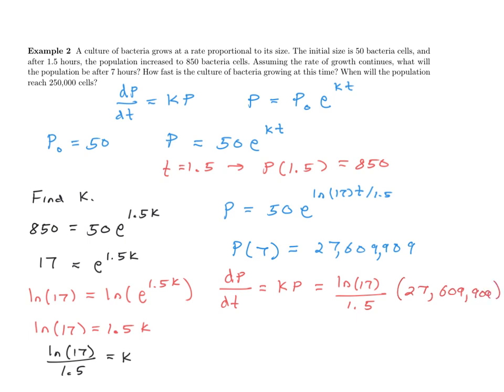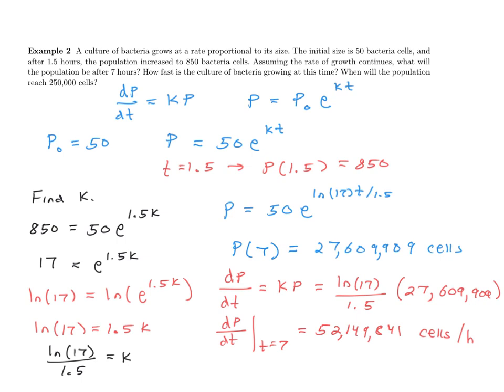27,609,909. So again, the derivative is the same thing as k times P. I know k, and I know P at 7. So I'm going to do this in my calculator too. Okay, the value that I got, dP/dt evaluated at 7, is 52,149,841. So it's growing at a rate of 52 million bacteria per hour at that time, which is pretty fast. So I'll label this as cells per hour, and then this one was just cells.